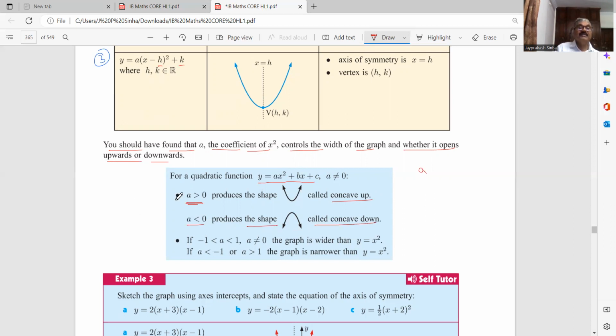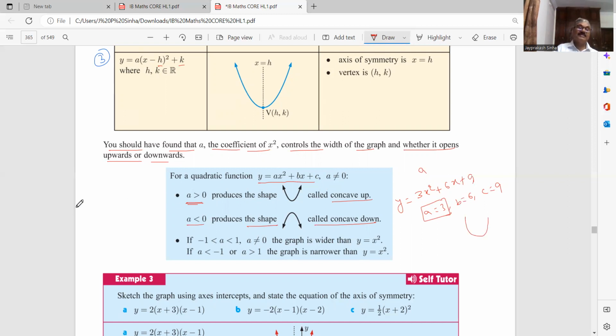Okay, just see, if it is 3x square plus 6x plus 9, this is your y. So in this case, because this is your A, what is the value of A? A is equal to 3, B is equal to 6, C is equal to 9. So A is positive, na? A is positive. So 100% the shape of graph will be like this. It will open upward. Okay.